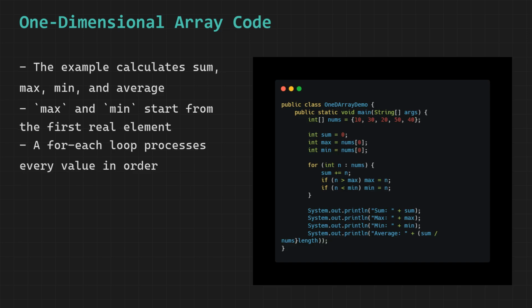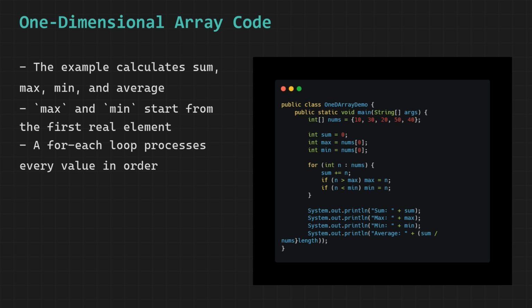This program demonstrates a practical one-dimensional array usage by computing the sum, maximum, minimum, and average of 5 integers. An integer array named nums is initialized with the values 10, 30, 20, 50, and 40. 3 integer variables are then declared. Sum is set to 0 as the accumulator. Max is set to nums at index 0, which is 10. Min is also set to nums at index 0, which is 10.